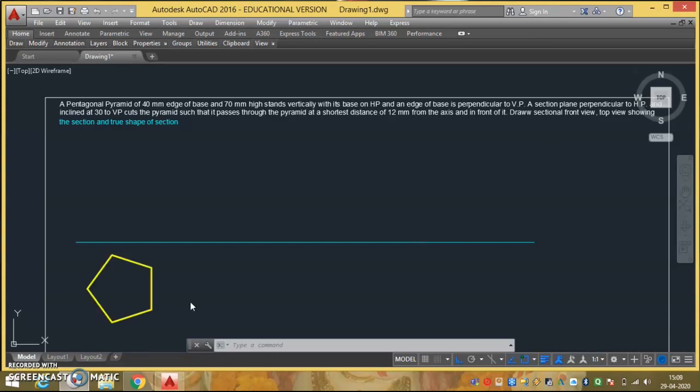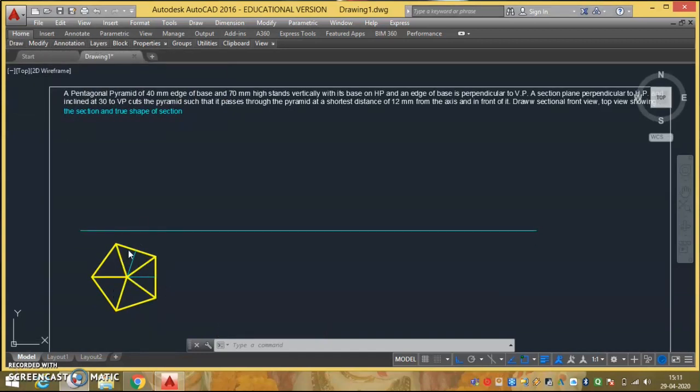So this will be the pentagon you will need here. One of the base edges is perpendicular to the XY line, that is, perpendicular to VP. Now we can find the center, that is the axis. From here you can plot a line to the midpoint of the opposite edge, and the same way from here, so that I can get the intersection. Once it is done, this will be your axis, so you can join all the points here.